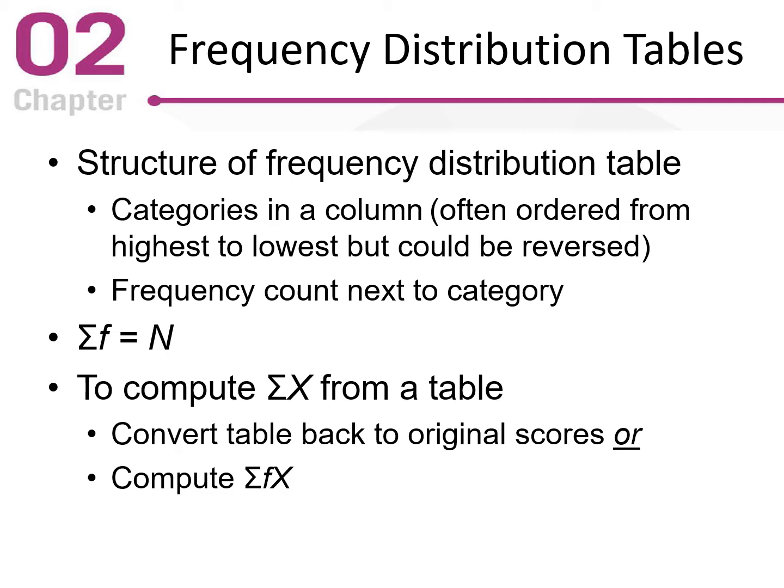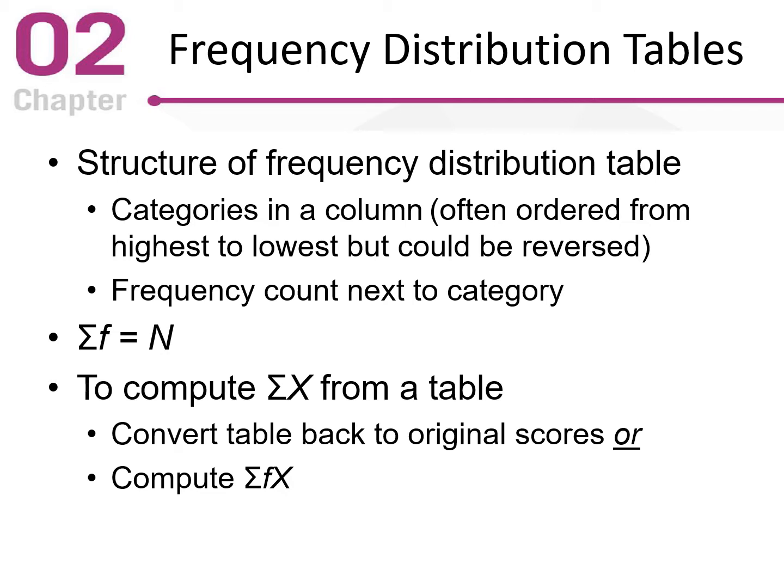One thing you need to know is that the sum of all the frequencies will equal n. So sum of f equals n. The sum of all the frequencies gives you the sample size, the total sample size, which is capital N. And if you want to compute the sum of x from the table, you could either write out all the original scores, which might take a long time. I don't suggest doing that, or compute the sum of f times x.